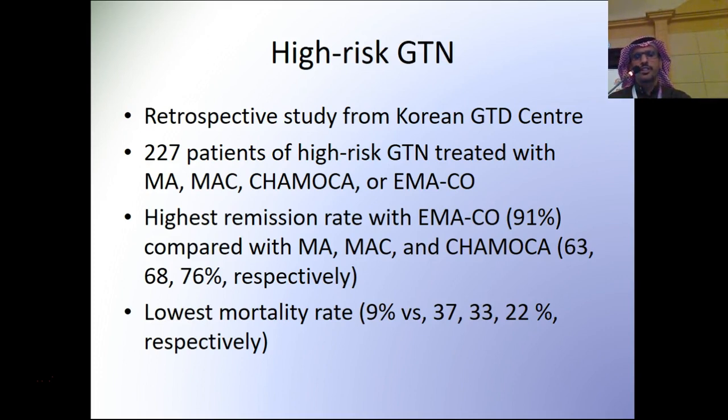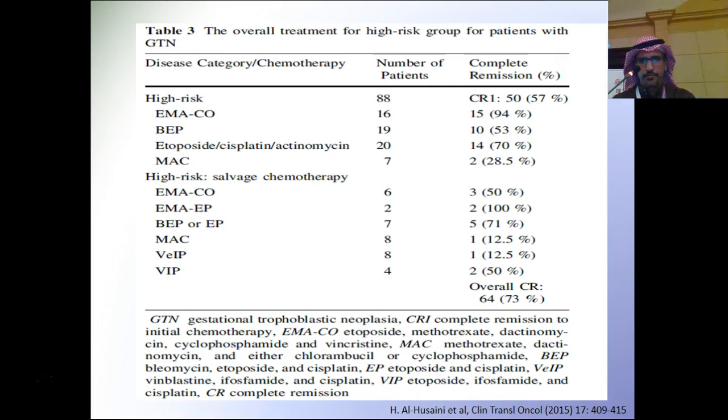So this is a retrospective study from a Korean center, 227 patients with high-risk GTN treated with either methotrexate dactinomycin, or methotrexate dactinomycin and chlorambucil, or Chamuka, which is a combination chemotherapy, or EMA-CO. They found the highest remission rate with the EMA-CO, 91%, as compared to the other chemotherapies, which range between 63, 68, or 76% respectively. The lowest mortality rate was with the EMA-CO, 9%, as compared to the other combination chemotherapy. So we usually prefer to use EMA-CO.